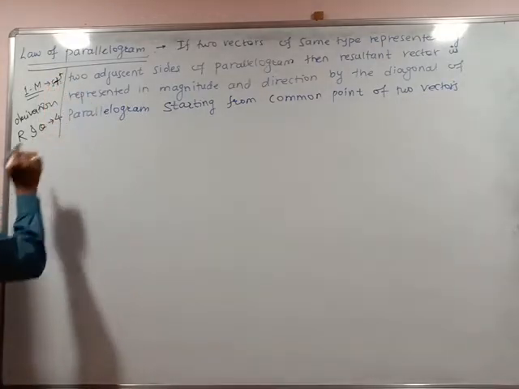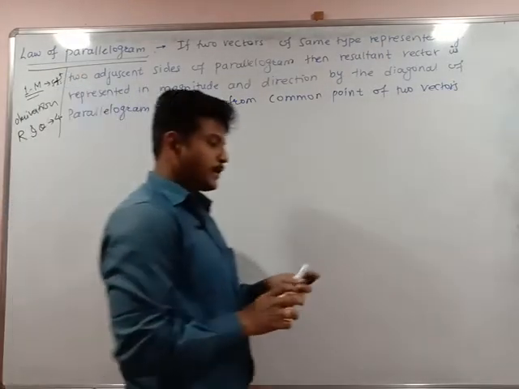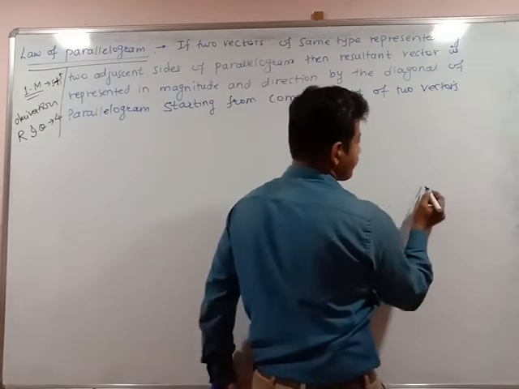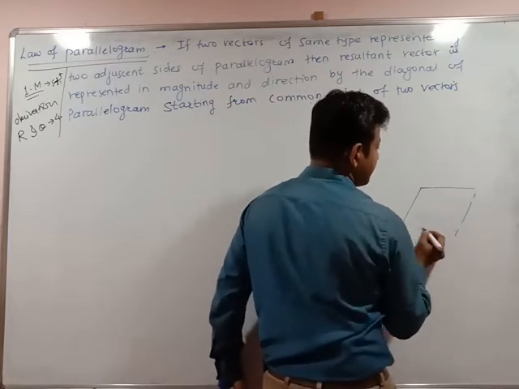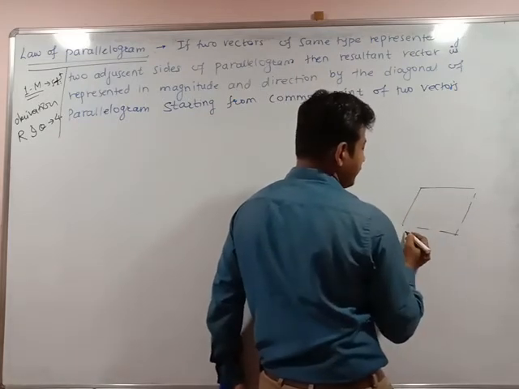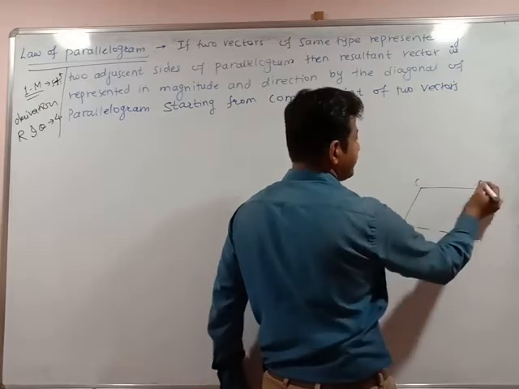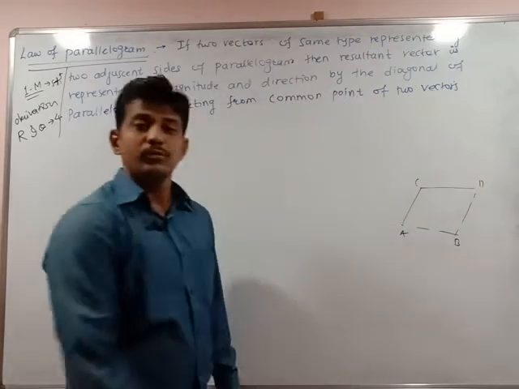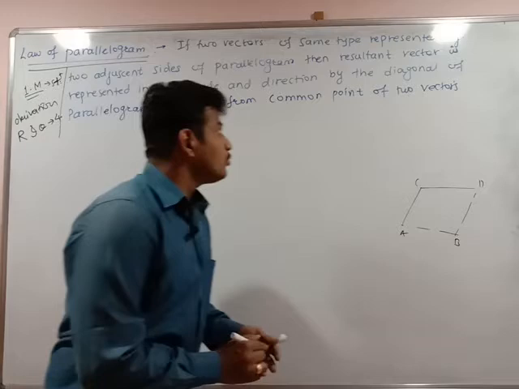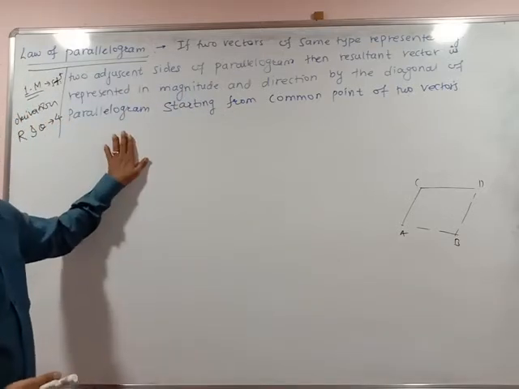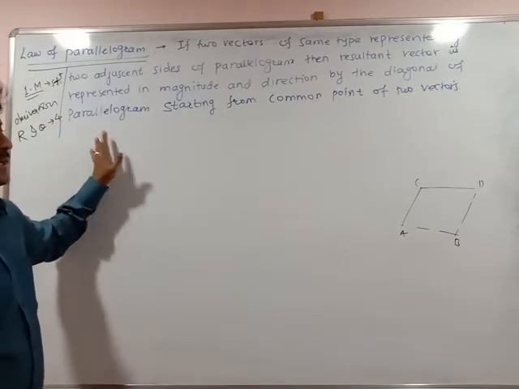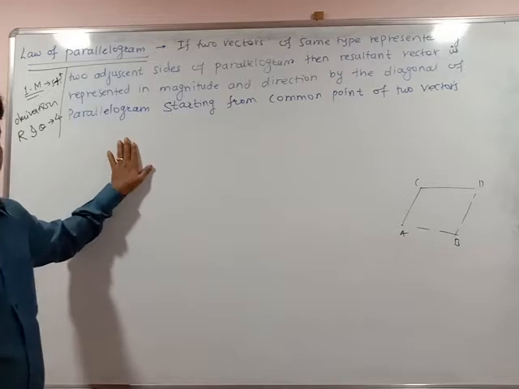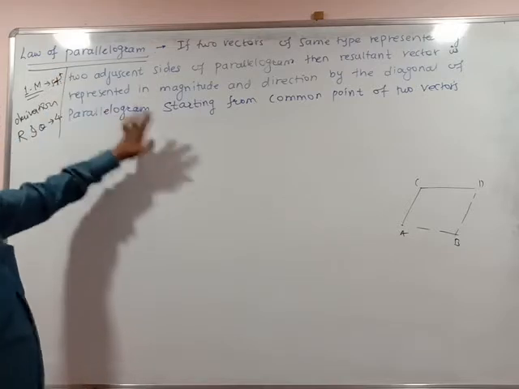Then what do you mean by this parallelogram? You know parallelogram. The diagrammatic representation could be like this, maybe here A, B, C, D. So this is said to be a parallelogram. How to use this parallelogram law for vector addition, that we are going to see in detail from this point. What is this law of parallelogram?